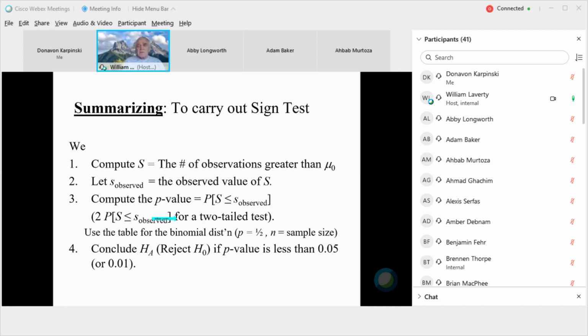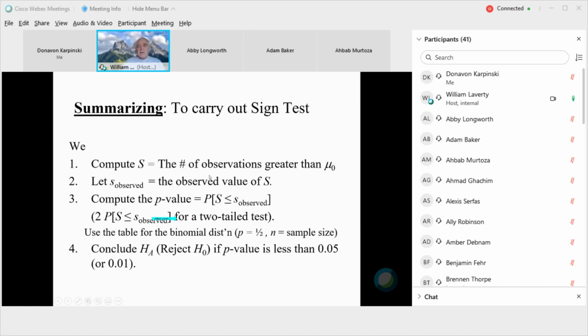The test statistic is the number of observations that exceed mu naught. Another way of computing this is just to subtract mu naught from each observation and count the number of positive values there. The S observed is the observed value of S. It'll be 0 up to n. From that, you can compute the p-value of getting a value that extreme. You expect S to be around n over 2.